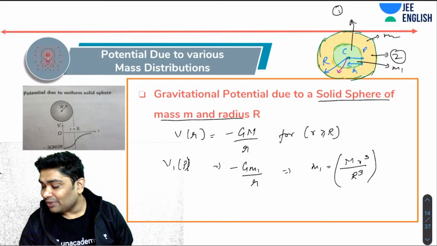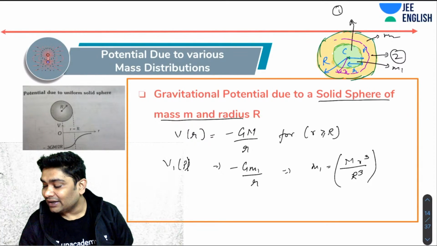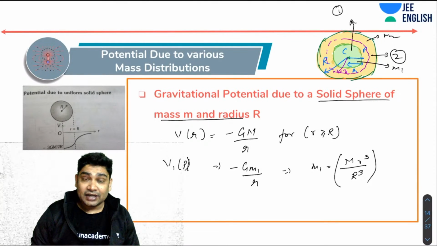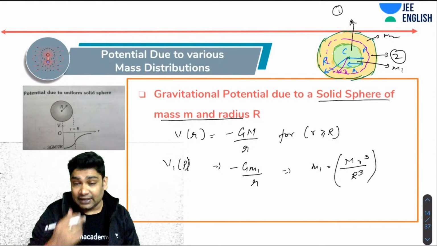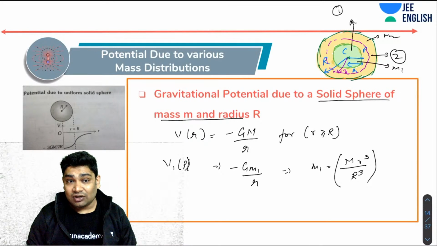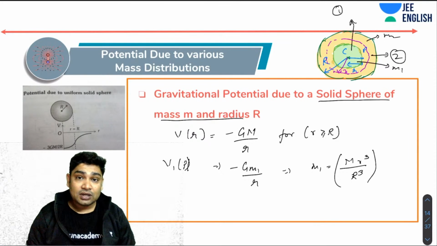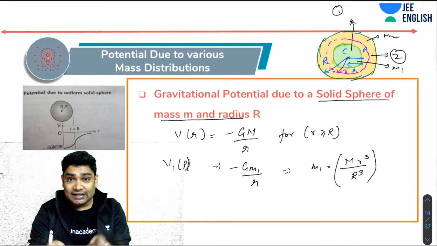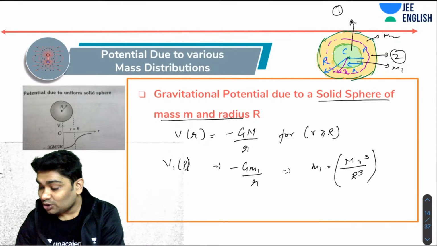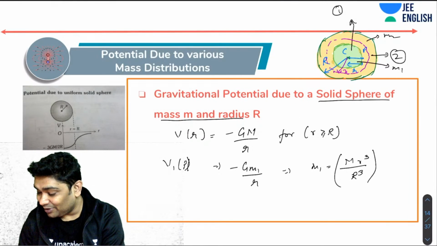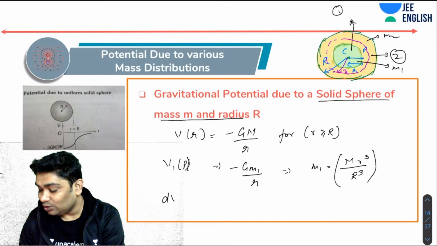So let's imagine I am considering a shell of radius x and thickness dx. Okay, imagine something like this. So I'm considering a shell of radius x and thickness dx. So let's say it has a mass of dm. So I already know this guy would have produced the potential, which would have been the potential at the surface, right? So let's see what this part can produce. So let's call this dv2.